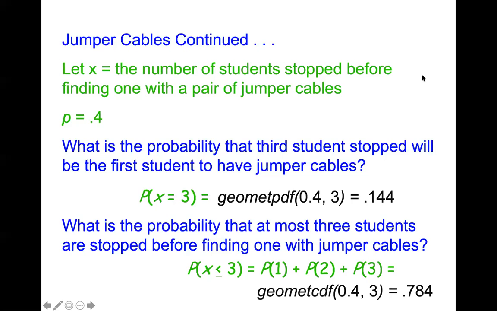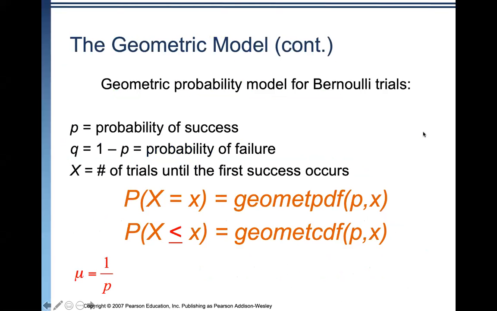Okay, so this is the work, in case you want to see it, that you can show on the quiz, okay? So here is the summary for geomet. If you want to screenshot this, feel free to screenshot this. All right, so we have P, same thing, probability of success. Q, same as with binom, right? And then X, this is different for geomet, number of trials until the first success. But again, PDF is when it's equal to, CDF is when it's less than or equal to.